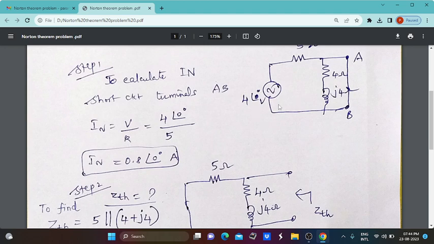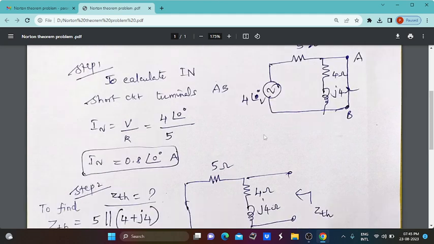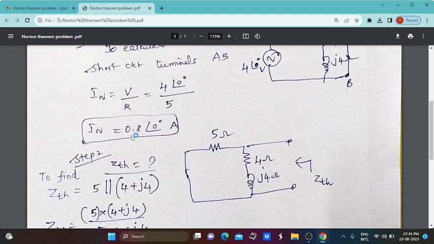In this question we have the voltage value 4 volt with angle of 0 degree and resistor value only 5 ohm, because the A and B terminals are short circuited, so there is no current flow through the 4 ohm and j4 because of this short circuit concept. So we have to consider only this voltage value and this particular resistance value. 4 angle 0 degree divided by 5, we can find the current value, which is called the Norton current or short circuit current, IN or ISC.